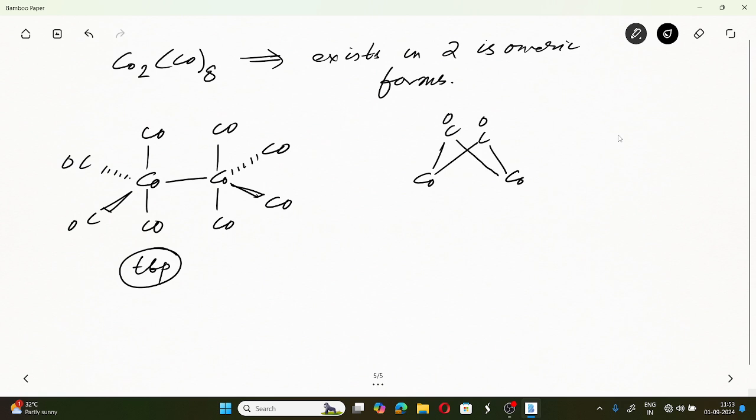Look, there are two bridging carbonyls like this, and the total remaining carbonyls are six. So around each cobalt there will be three carbonyls, like this, three carbonyls, and there will be a metal-metal bond. So these are the two isomers.